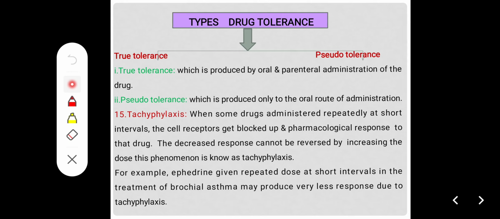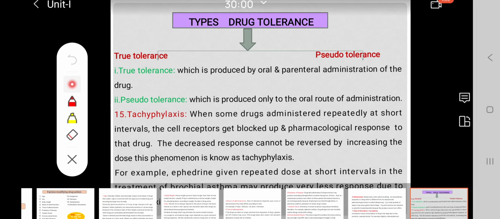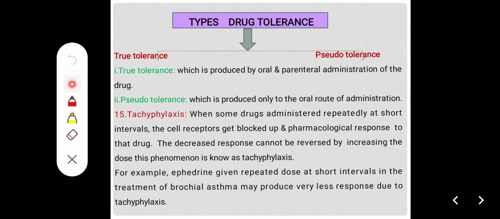True tolerance is produced by oral and parenteral administration of drugs, and pseudo tolerance is produced only by oral administration of drugs. So this is the difference. True tolerance occurs with oral and parenteral administration, and pseudo tolerance occurs with the oral route of administration.